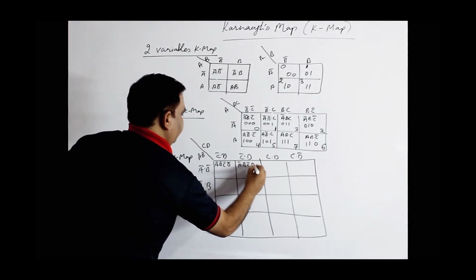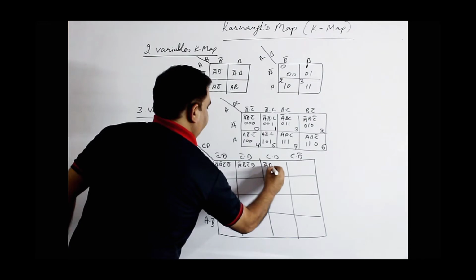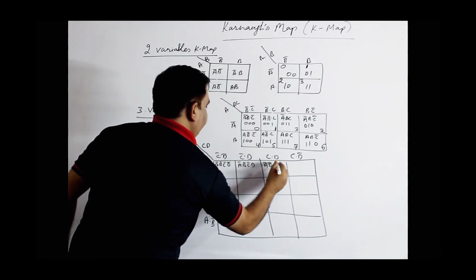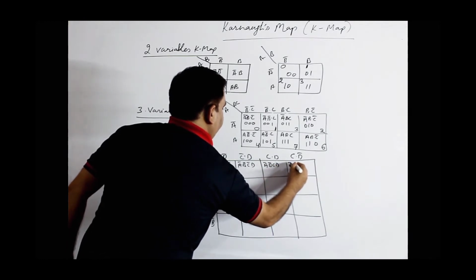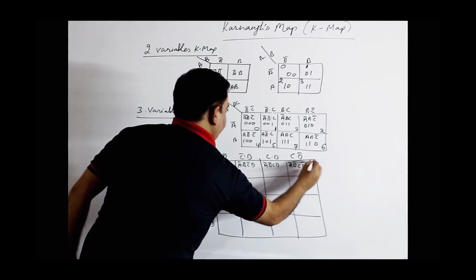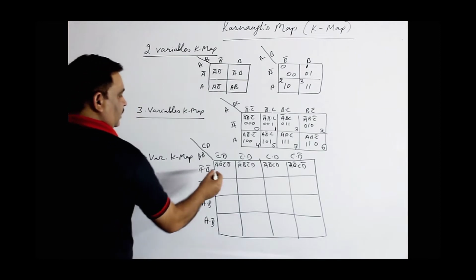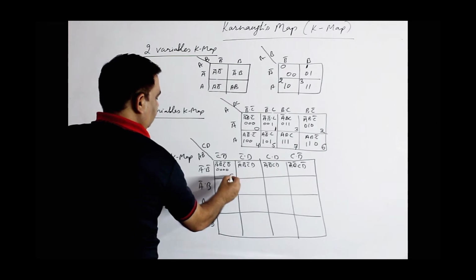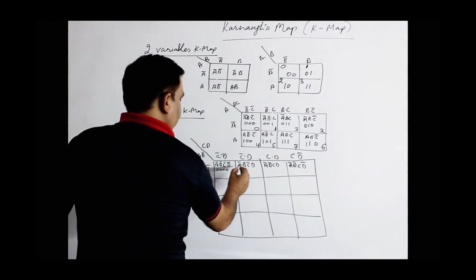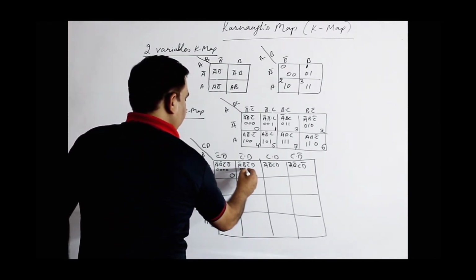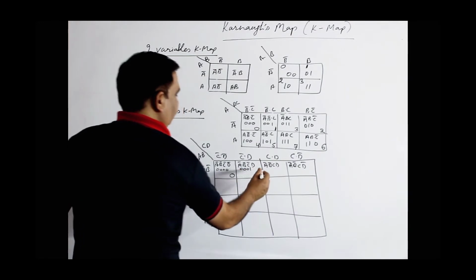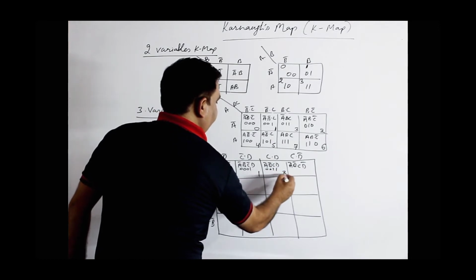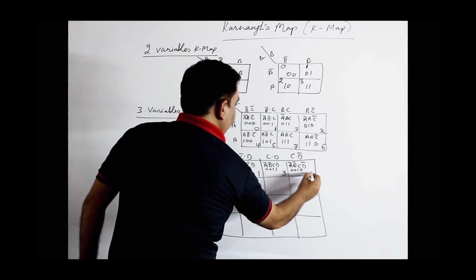Now, find the intersection of this: A complement B complement, C complement D complement; A complement B complement, C complement D; A complement B complement C and D; A complement B complement C and D complement. Designation you can also find: 0, 0, 0, 0, all are 0. So, designation is 0. Then 0, 0, 0, 1, so designation is 1. Then 0, 0, 1, 1, so designation is 3. Then 0, 0, 1, 0, designation is 2.